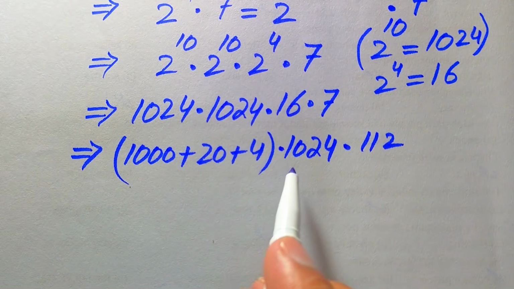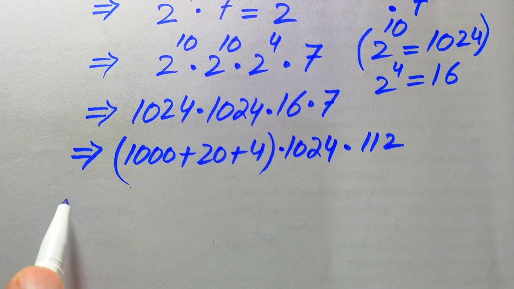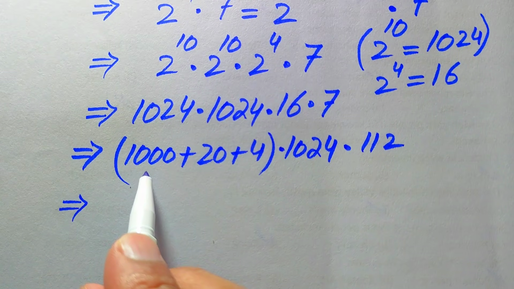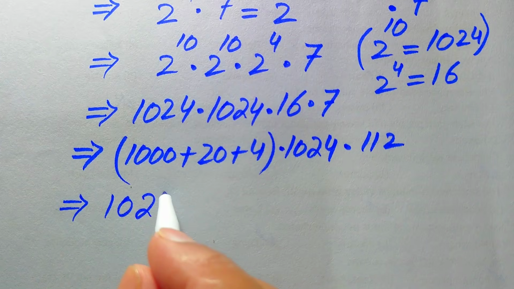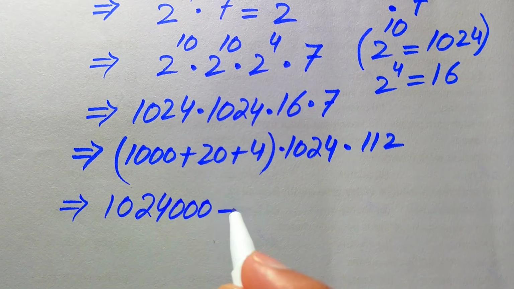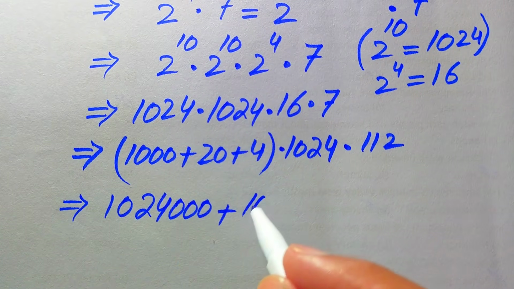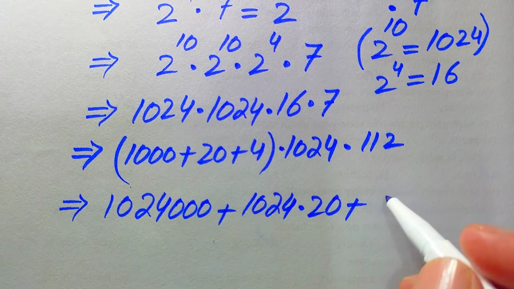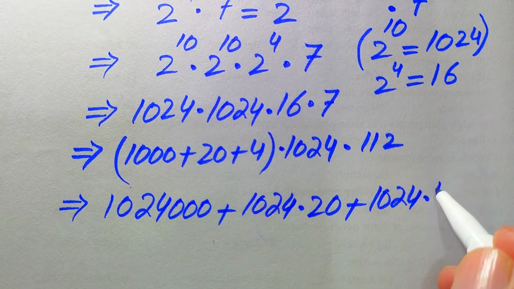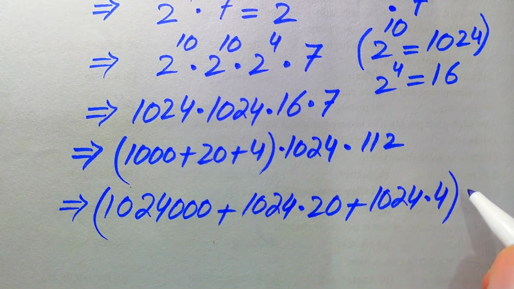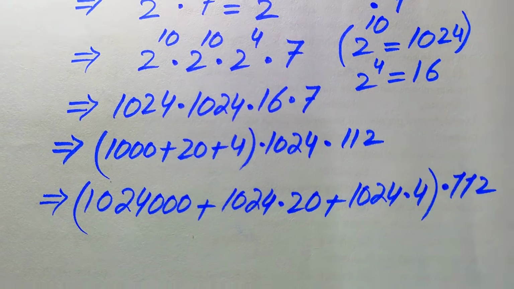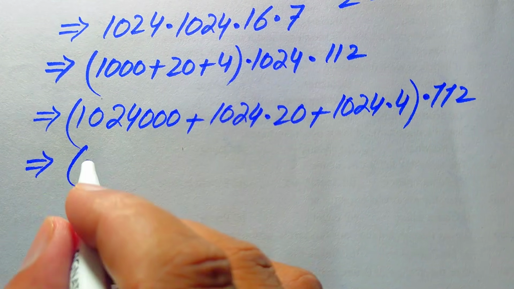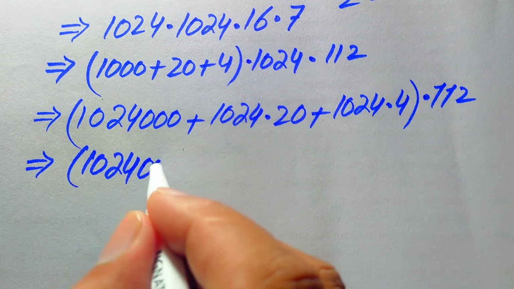And now here first we multiply this complete number with each of these values separately, and when we multiply this number with 1000 we will just get here 1024 and we write three zeros, plus when we multiply this number with this we get 1024 times of 20, plus we multiply this with this we get 1024 times of 4, and its resulting answer is multiplied by 112. So here first we write the first term as it is and we write it as 1024 and 000.